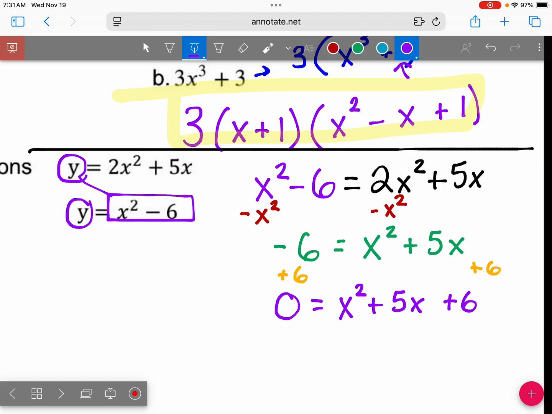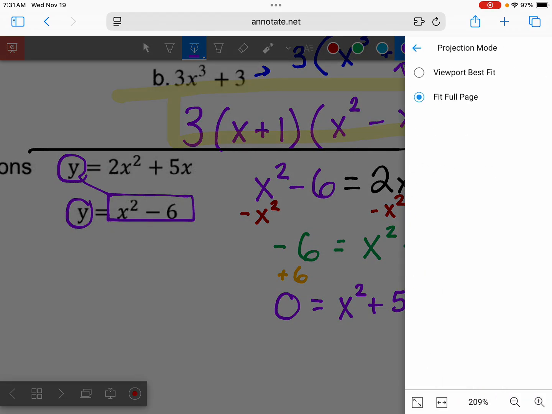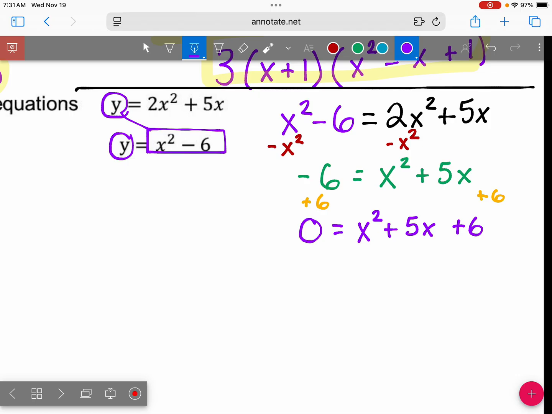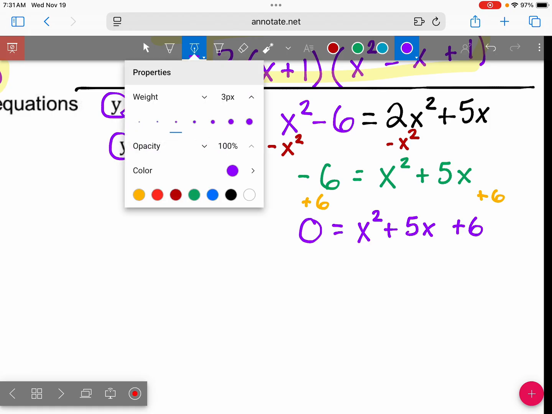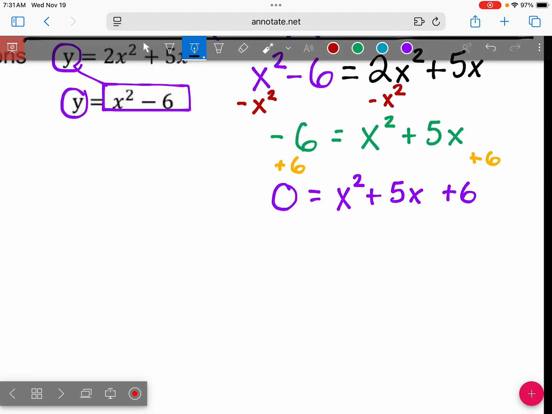We need to factor. I'm going to give us a little bit more space. So I want to get all the way down to an x equals. I have x squared. I've got to try and factor this or put it through the quadratic formula, so we could, but it's going to be a whole lot easier to factor this.